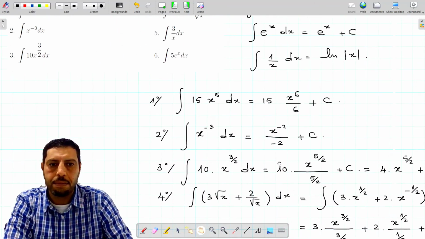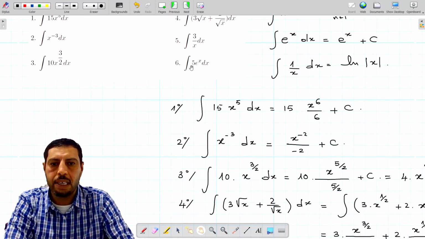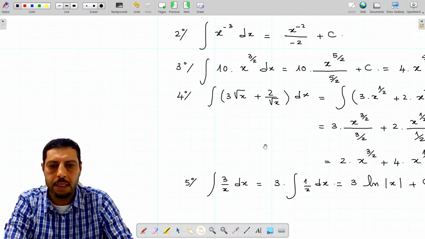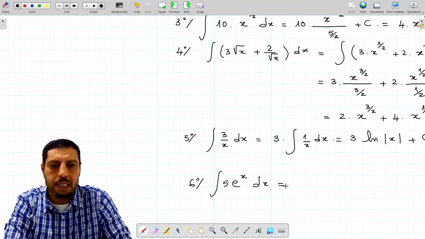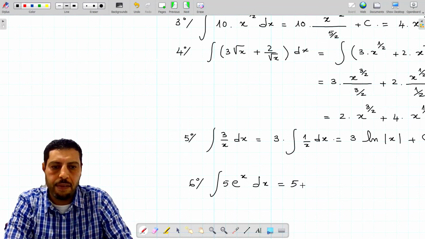For the last one, it's the integral of 5 exponential x dx. And here, nothing to do. The integral of exponential x is exponential x, times 5, so it gives 5 exponential x plus c.